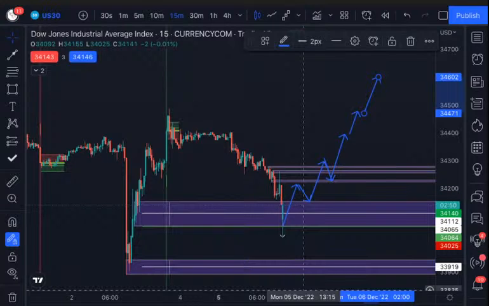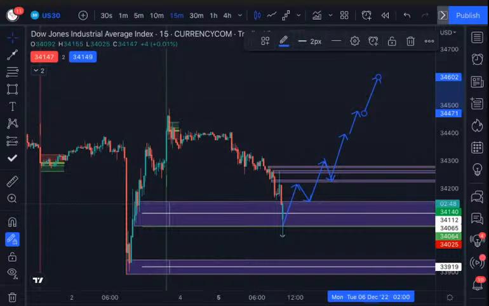Now we have some divergence actually being created. And I think this is where we're going to have price turn around. It's going to come down and then push all the way up. It just closed that gap.